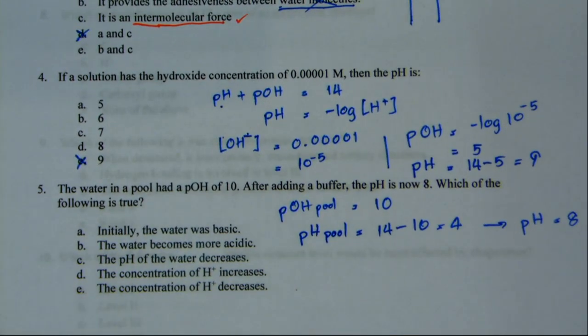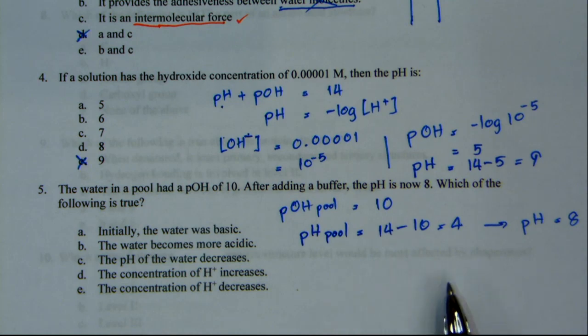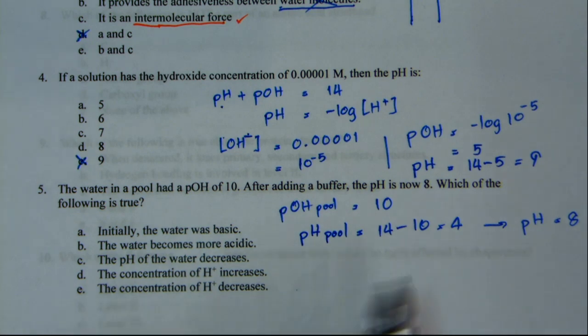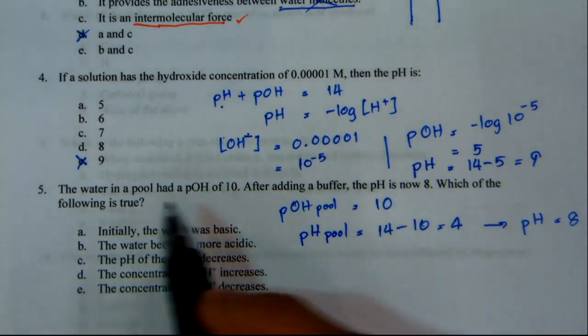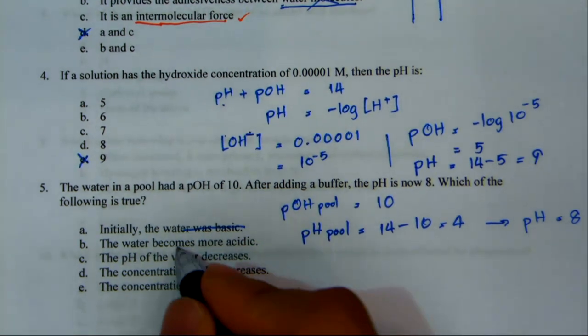So the pH is getting higher, but is it becoming more basic or acidic? Basic, right? So now if you look at the choices here, initially the water was basic. Is it correct? pH 4, is it basic? No, so that's out. The next one, the water became more acidic. So from 4 to 8, did it become more acidic? No, so that is not correct.